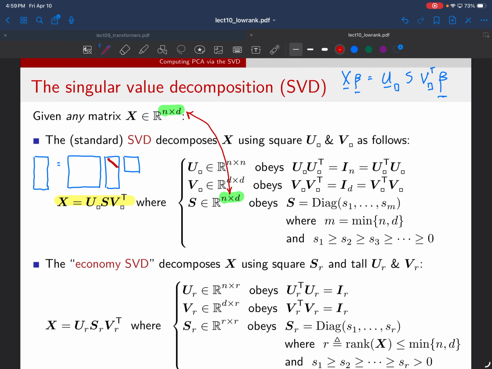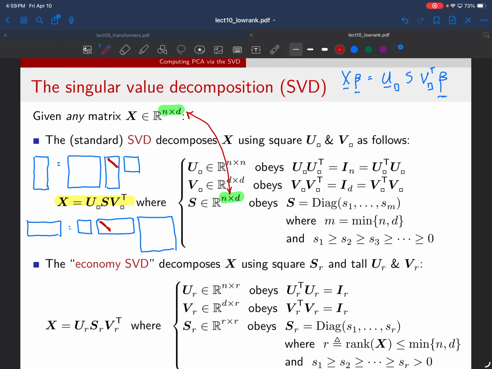Now what if you have a wide X? So wide X, you need a small square matrix, an S matrix that has the same dimension as the input, and then a big square matrix. So here, diagonal. And if X is square, then it's square times square times square.